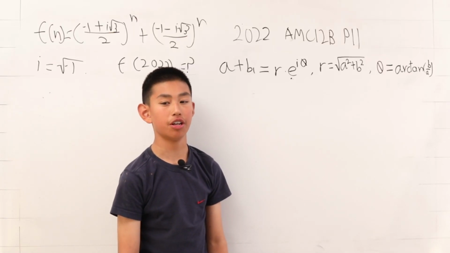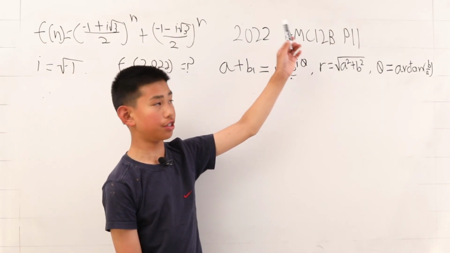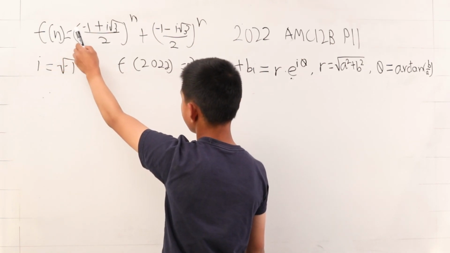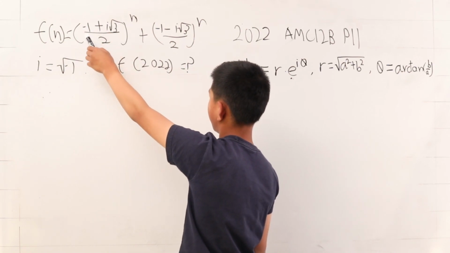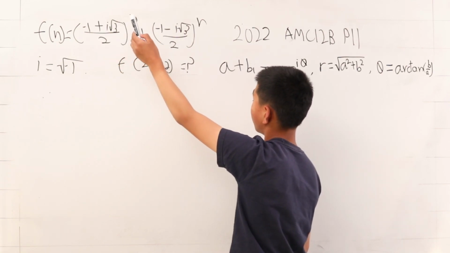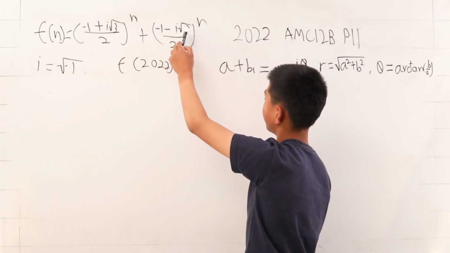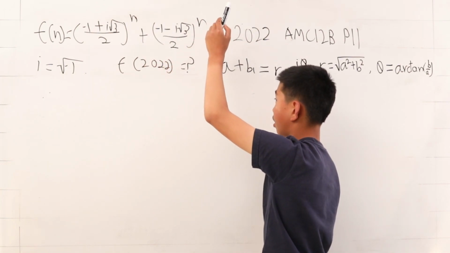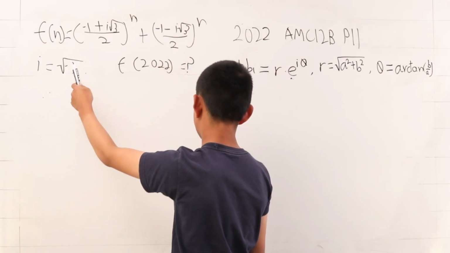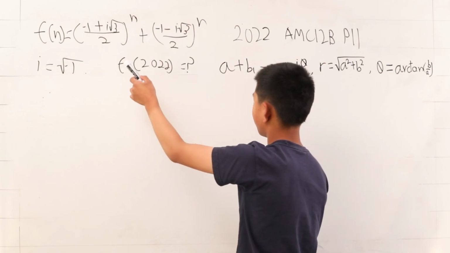Today I'm going to explain how to solve problem 11 from the AMC 12B of 2022. So we have a function here, f of n, which is equal to ((-1 + i√3)/2)^n + ((-1 - i√3)/2)^n, where i is equal to the square root of -1, essentially an imaginary number.